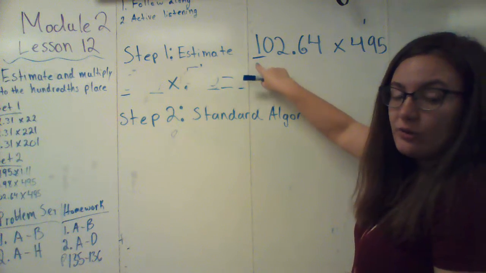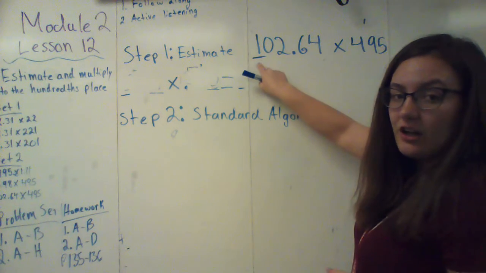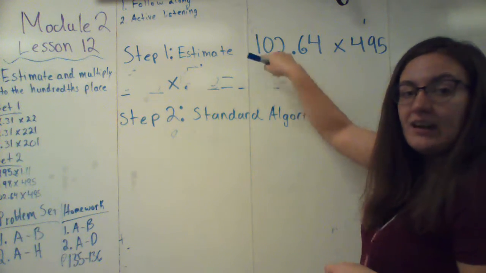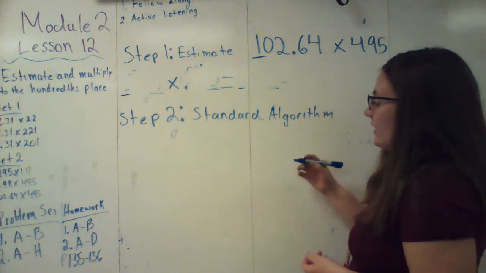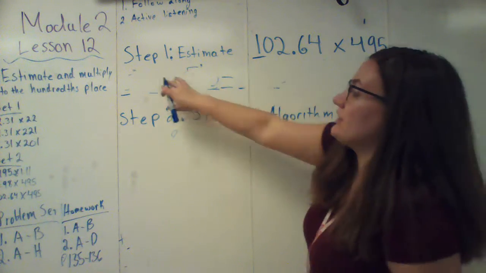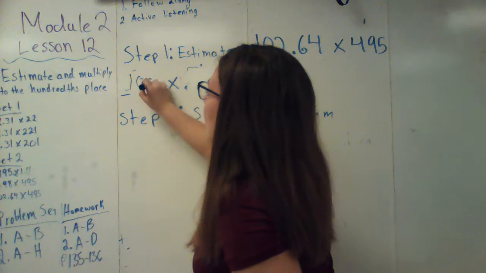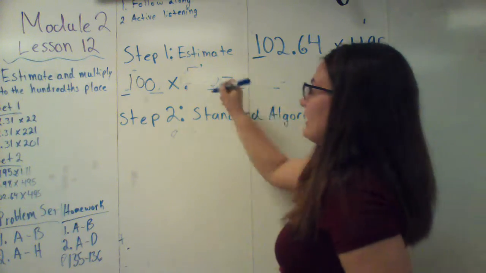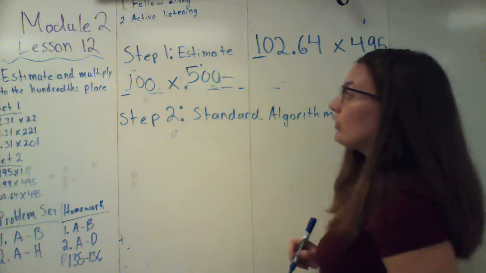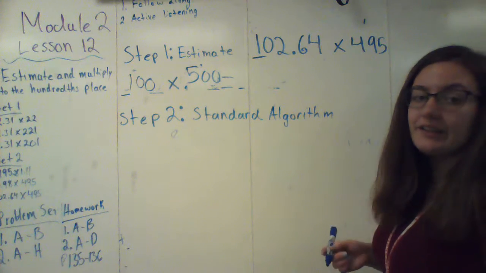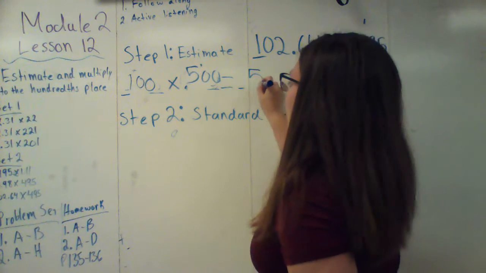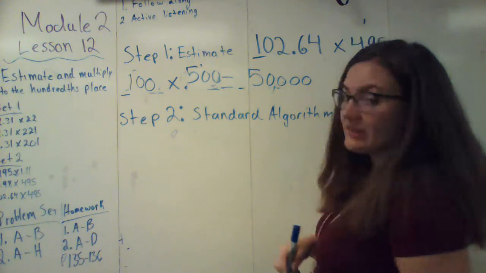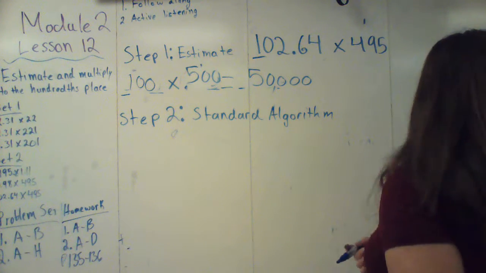So this number is either going to round down to 100 because it's in the hundreds place, or round up to 200. Since I have a 0 right here, that means it's going to round down because it's less than 5. So my estimate, my rounding, is just going to be 100. Now I need to take my 495 and round that, and we said that that was 500. So 100 times 500, I think of that as 1 times 5, which is 5, and then add 1, 2, 3, 4 zeros. And my answer should be around 50,000.